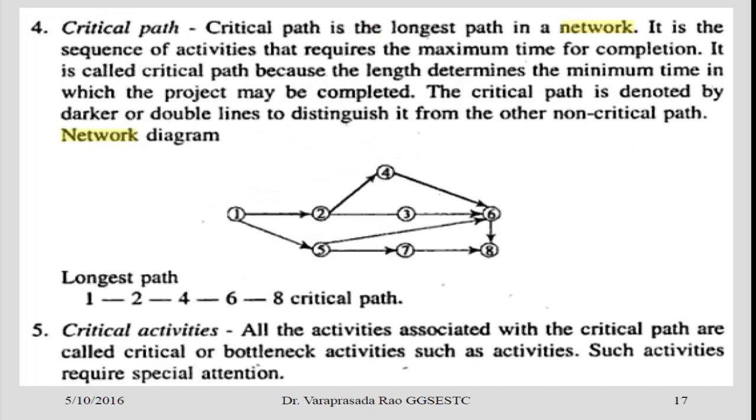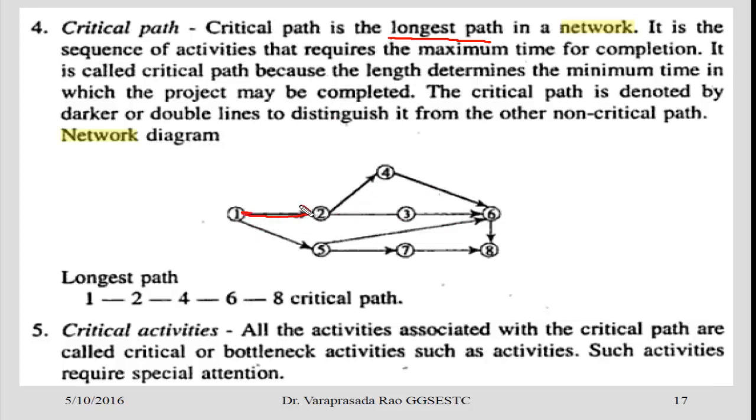In a network diagram, we have the concept of a critical path. A critical path is the major path in a network diagram, which is the longest path. When you talk about the longest path, the shortest paths are also there, but the longest path is what we call the critical path, because it determines the minimum time in which the project may be completed.